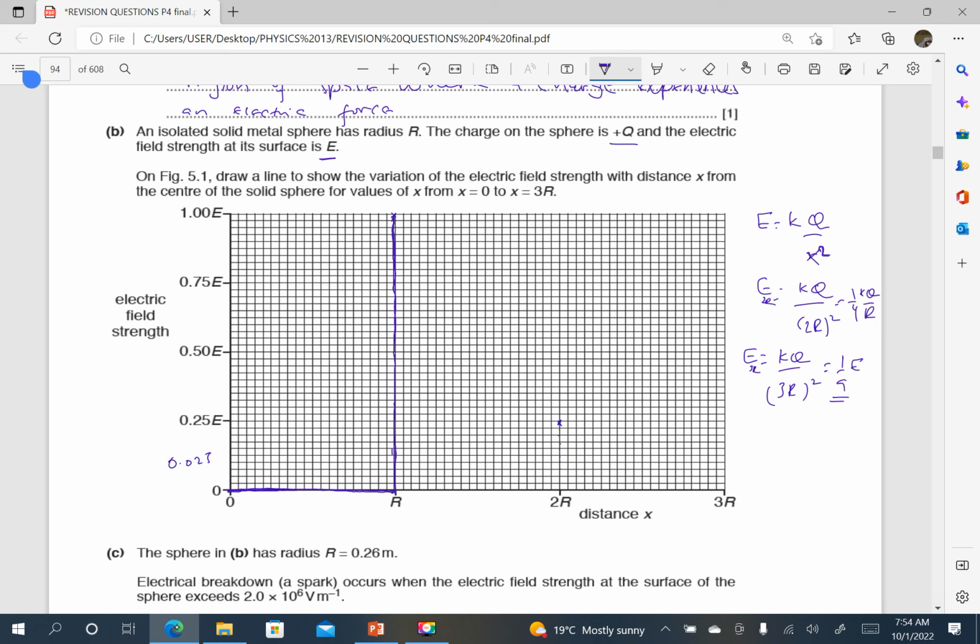I want to plot 1 over 9 of E. So I will say 1 over 9 divided by 0.025 to get the number of small squares. This gives me 4.4, approximately 4 or 5 small squares from the base. So at 3r I have 1, 2, 3, 4. Around here, this is where we shall have our 1 over 9e.